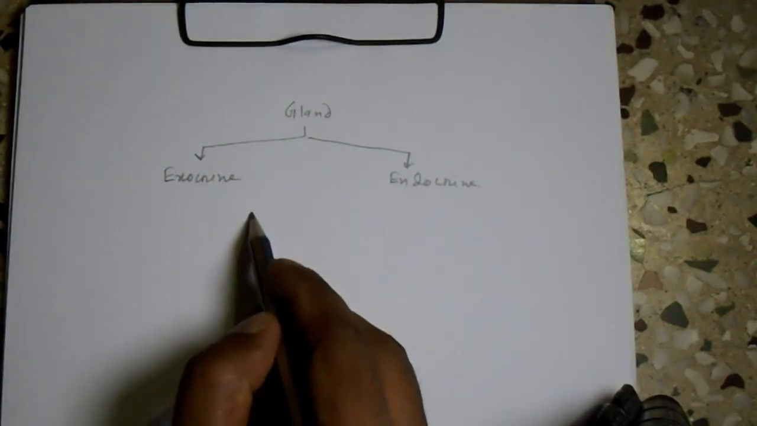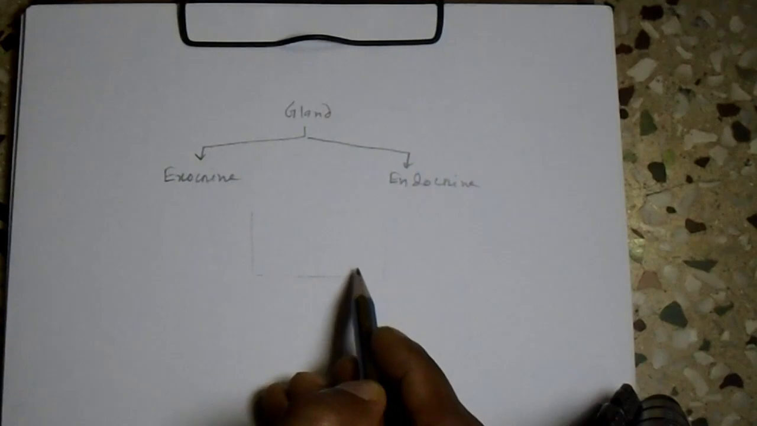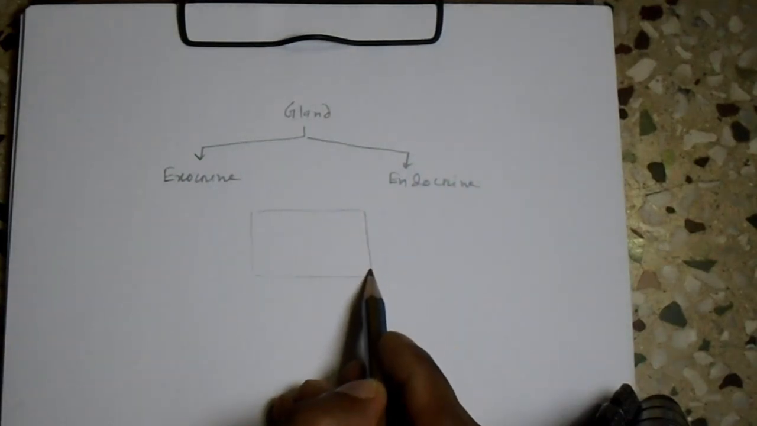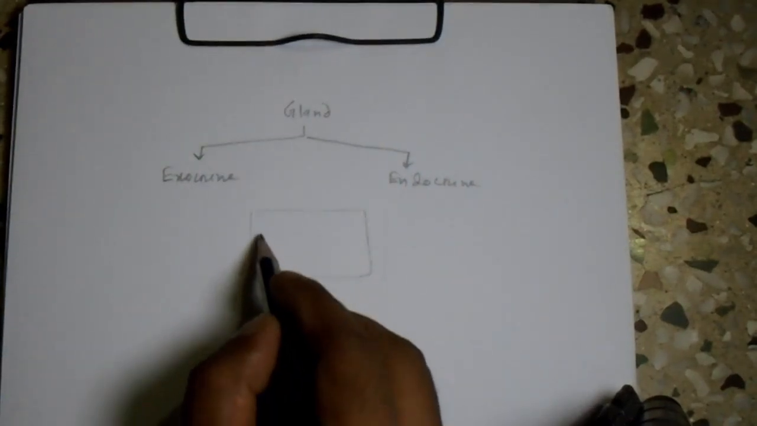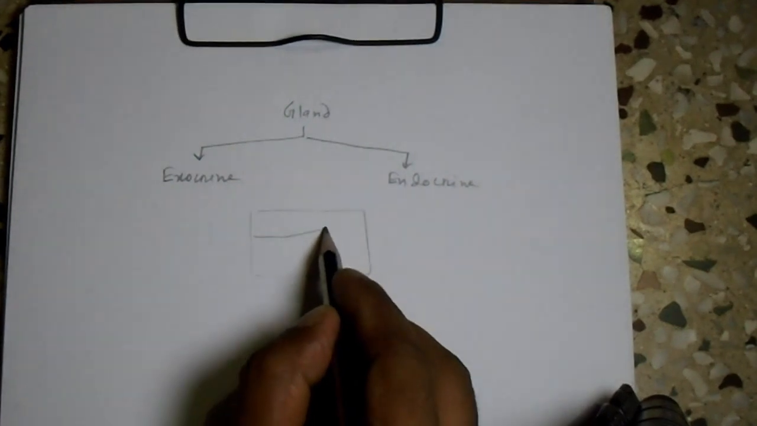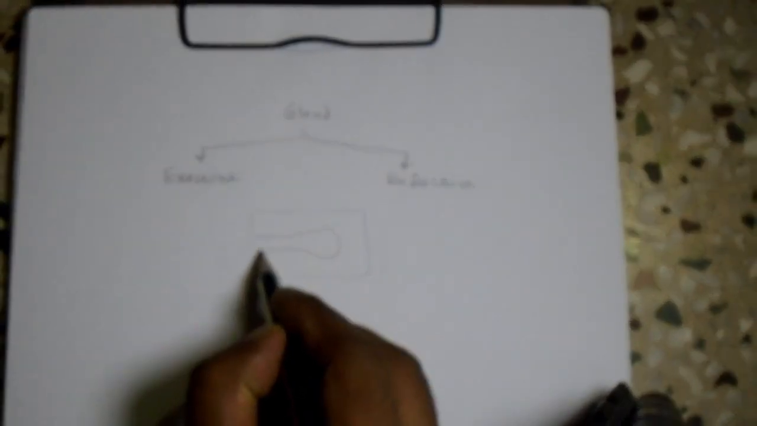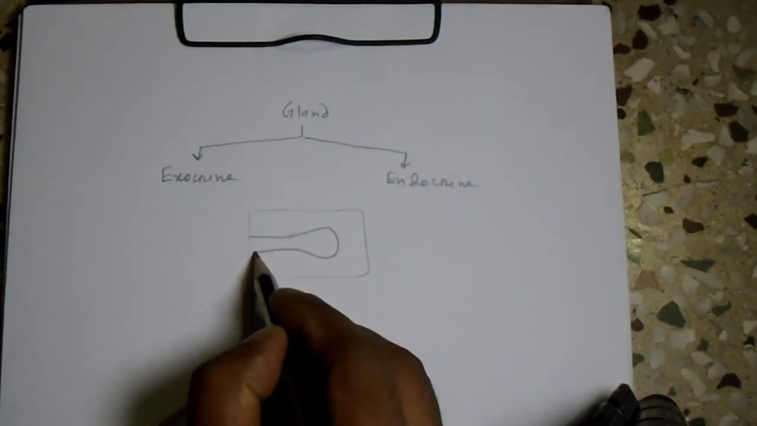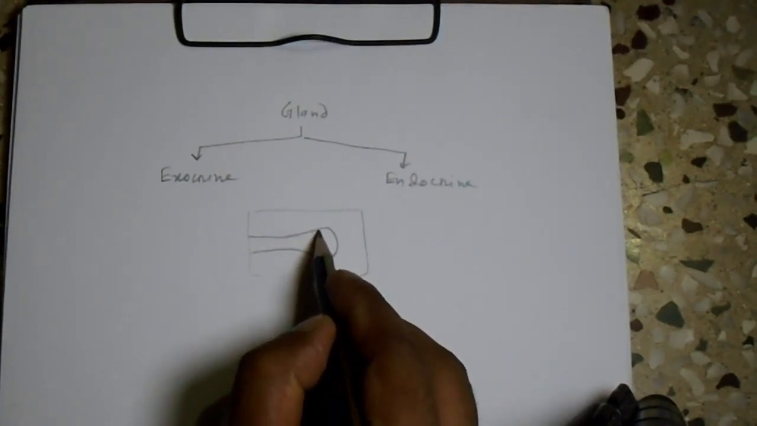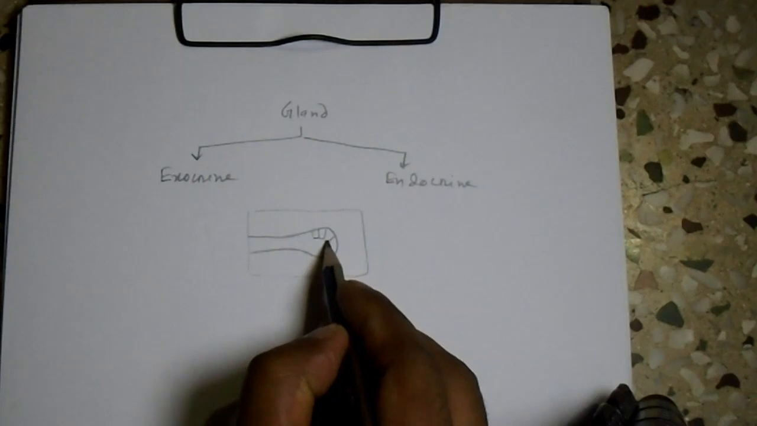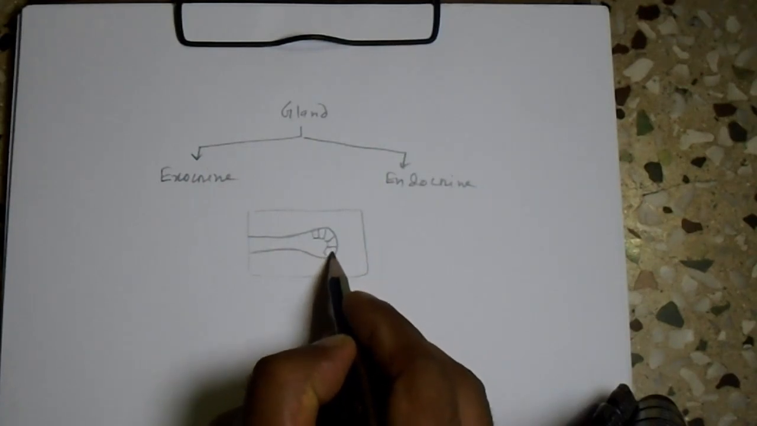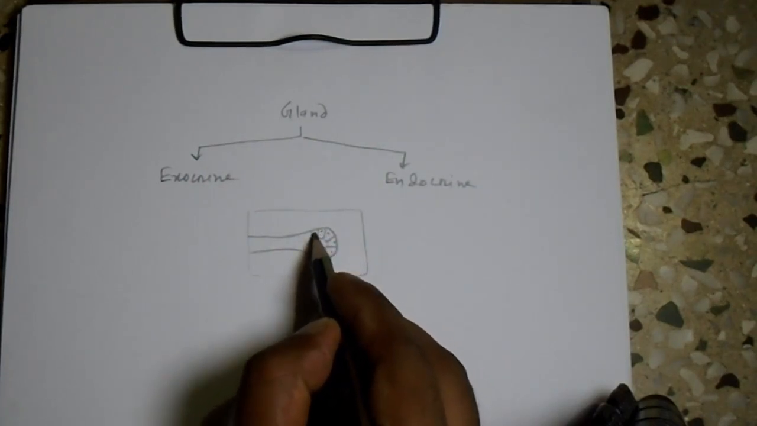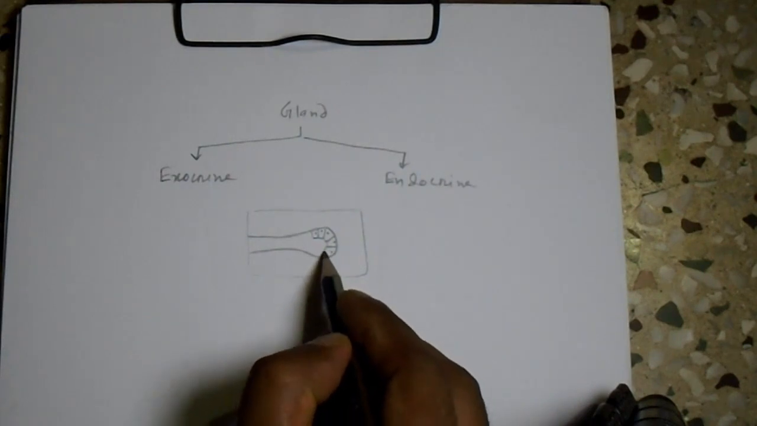If we consider this box as a gland, then if the secretion is produced from this portion, it will be termed parenchyma, and the secretion will arise from the epithelial cells present here. Here is the nucleus and those are the cell membranes.